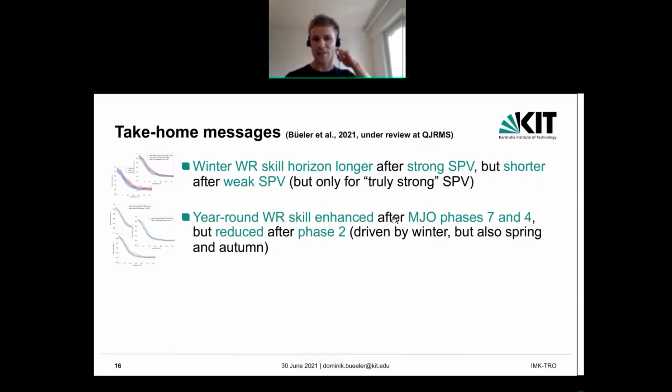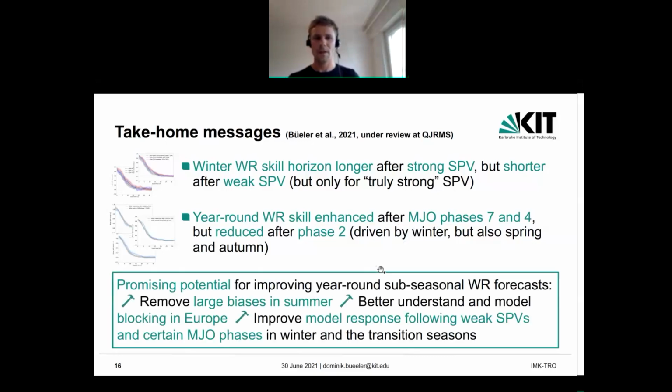But it's important to mention that this is the year-round picture, and we have to really look into the individual seasons, because we see that not just winter, but also spring and autumn strongly influence this. And I'd like to wrap up with this box here. So our study shows promising potential for further improving year-round subseasonal forecasts for regimes.